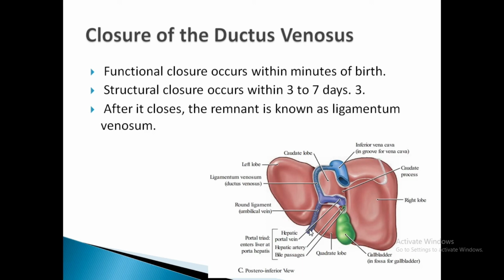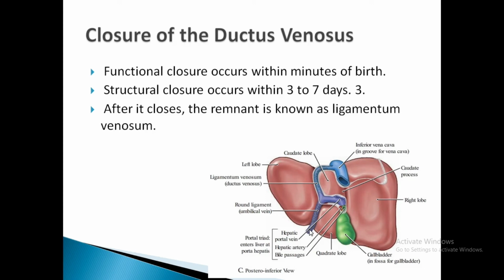That is, the ductus venosus will stop functioning within minutes of birth. But the structural closure, that is the opening, occurs within 3 to 7 days. After it closes, the remnant is known as ligamentum venosum.